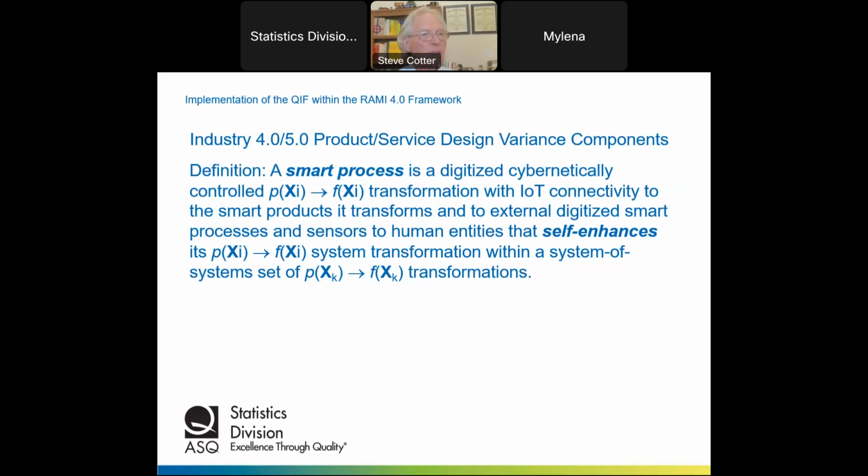Smart process self-enhancement requires the initial designed-in abilities to detect and communicate with other smart processes, and detect and communicate with the smart products it transforms through sensors over the IoT. The ideal future production is, as a smart product is being produced, it can communicate with this process about its functionality that's being induced by the transformation.